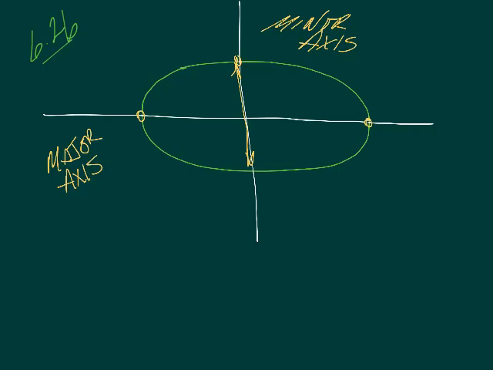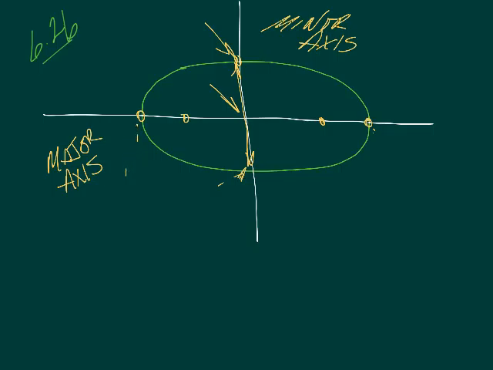These points right here are my y-intercepts, and these points right here are my x-intercepts. So that kind of gives you an idea of what we're looking at. We also have a focus there, and a focus there. And our midpoint on this particular one is at the origin. They don't always have to be there, but that's how we're going to start here. So let's go ahead and label these a little bit.